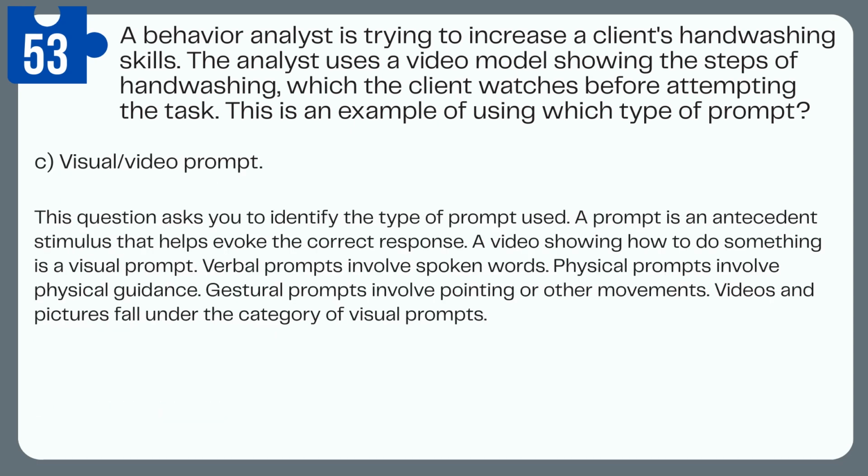Answer: C. Visual/video prompt. This question asks you to identify the type of prompt used. A prompt is an antecedent stimulus that helps evoke the correct response. A video showing how to do something is a visual prompt. Verbal prompts involve spoken words. Physical prompts involve physical guidance. Gestural prompts involve pointing or other movements. Videos and pictures fall under the category of visual prompts.